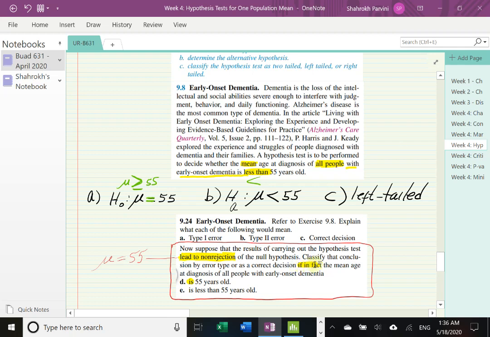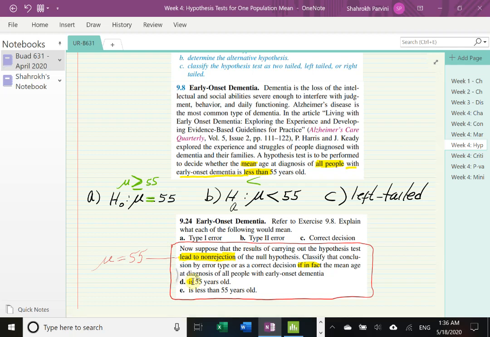If in fact the mean age, that's the true state of nature I talked about earlier, if in fact the mean age at diagnosis of all people with early onset of dementia in part D is 55. So if in fact the age is 55 and we did not reject it, well, it's 55. In fact, it's 55. The sample didn't reject it. Looks like that was a correct decision, wasn't it?